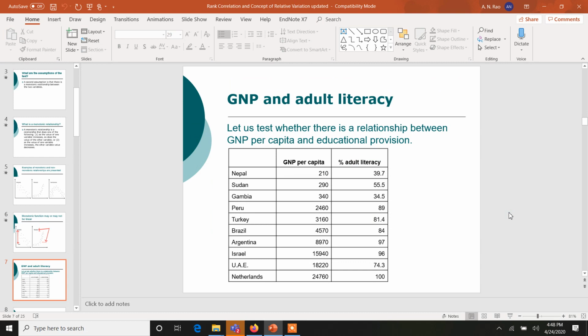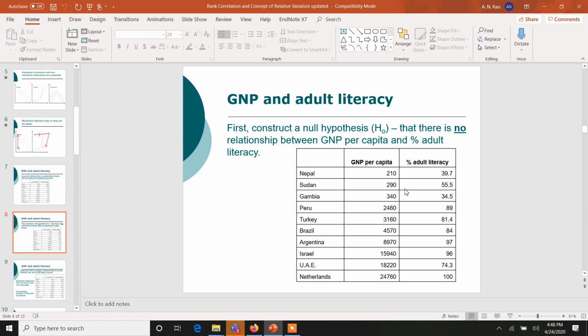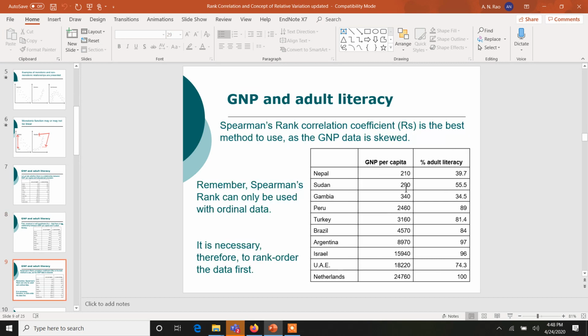Now we have a numerical example for the ranked correlation coefficient. Let's say we have data of some countries: we have their GNP, which is the gross national product, and we have the percentage of adult literacy. We want to see whether the countries where the educational status or literacy is better have a high national income, or GNP per capita, or not. So let's calculate the correlation coefficient. How do we calculate the ranked correlation coefficient between these two variables?